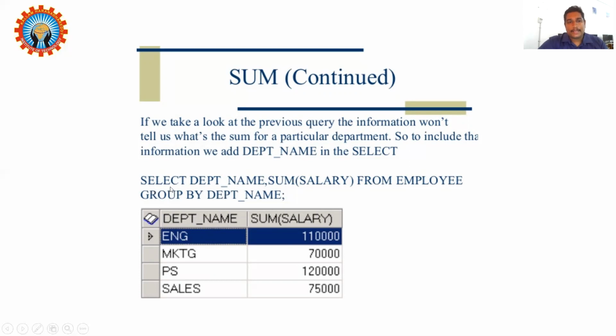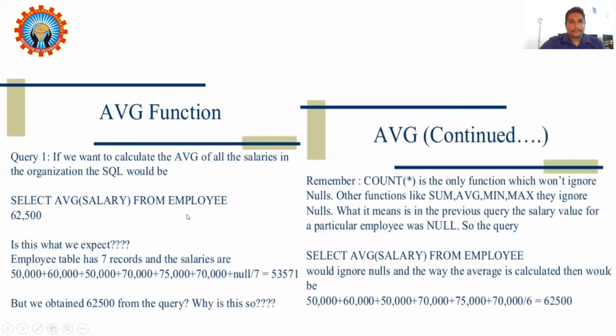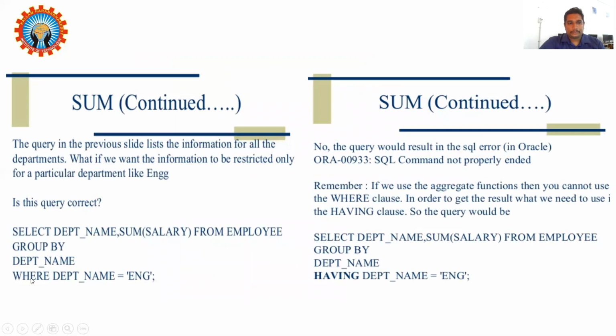Here you see: select department name, sum of salary from employee, group by, where I want only the department name called English, so we write department name equals to English. We use a condition, where department name equal to English, or we use another keyword called having. So instead of the where condition, you are using having.